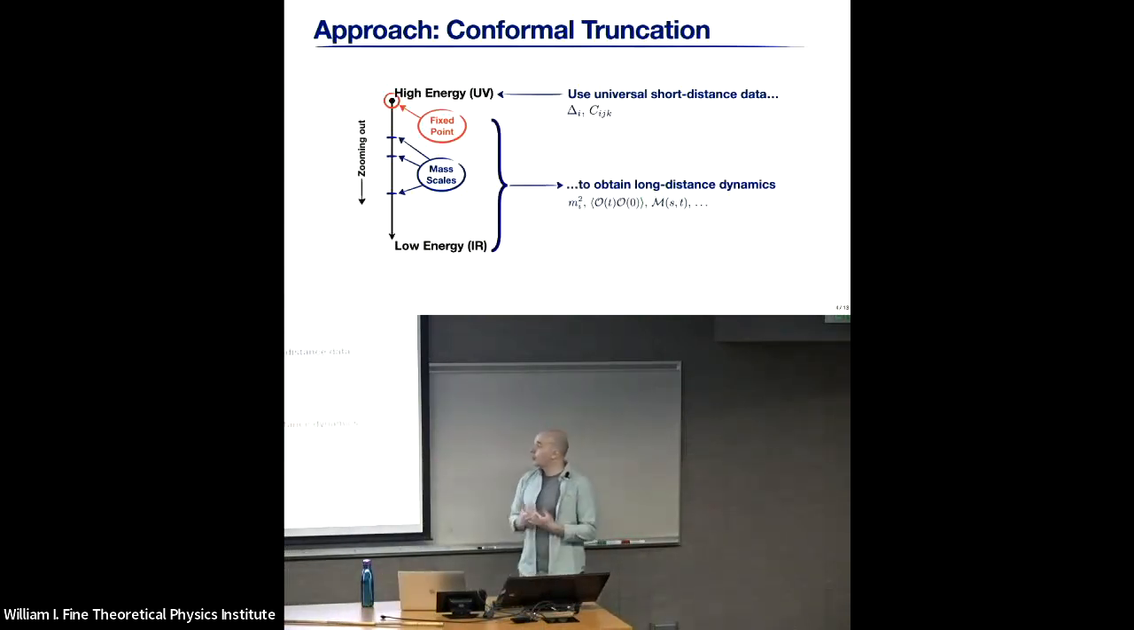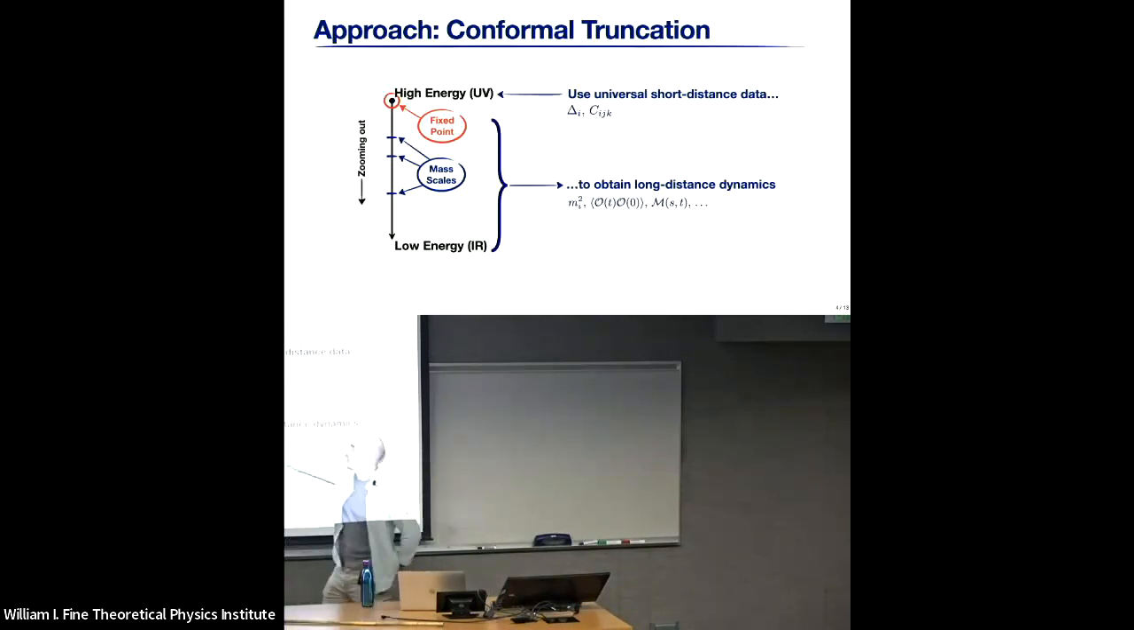So the approach I'm going to describe has the incredibly catchy name of conformal truncation. And the basic idea is the following. We rely on this modern picture of quantum field theory as renormalization group flows between fixed points. If I take a generic theory, most systems that I care about have some finite set of mass scales, say like lambda QCD or things like this. And if I go to very short or very long distances, far away from these mass scales, the system typically becomes scale invariant and approaches some fixed point.